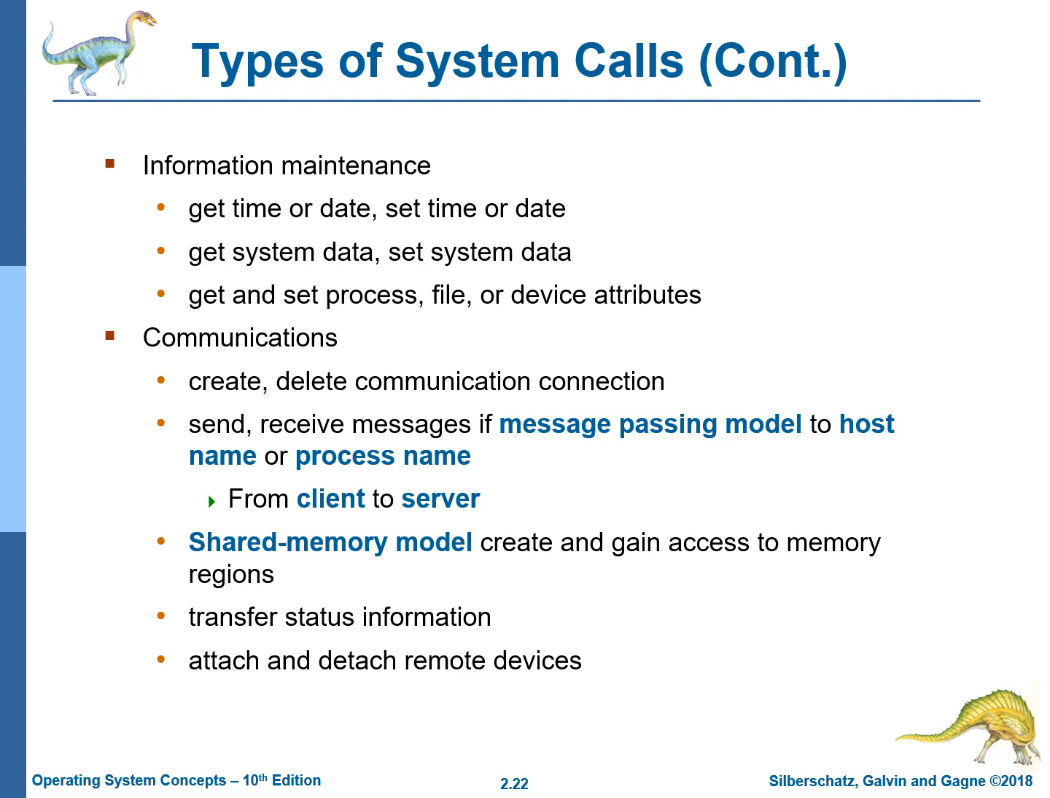To get time or date, set time or date. To get system data or set system data. And to get and set process, file, or device attributes. The fifth one is communications. To create, delete communication connection. To send, receive messages if message passing model, to host name or process name, from client to server. Shared memory model, create and gain access to memory regions. To transfer status information and to attach and detach remote devices.